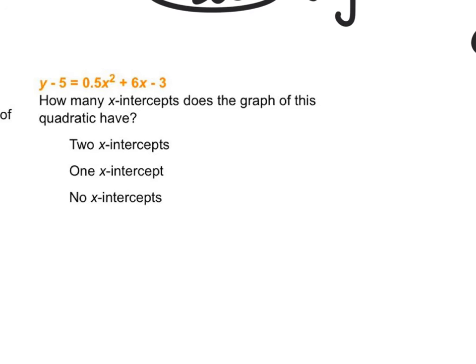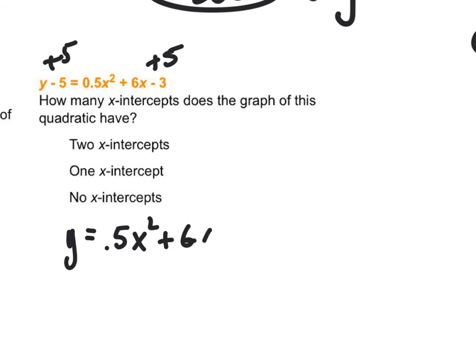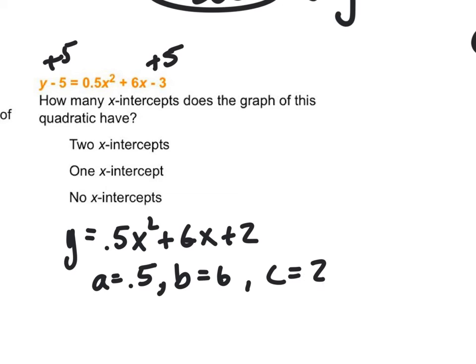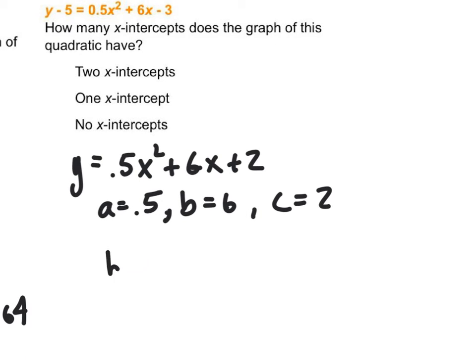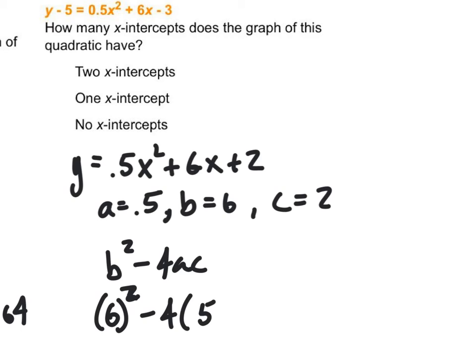So let's go ahead and add 5 to both sides here. I'm going to get y is equal to 0.5x squared plus 6x plus 2. So my a value is 0.5, my b value is equal to 6, and my c value is 2. If we do the discriminant, let's do b squared minus 4ac: 6 squared minus 4 times 0.5 times 2.